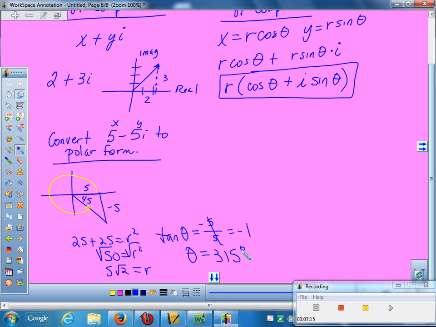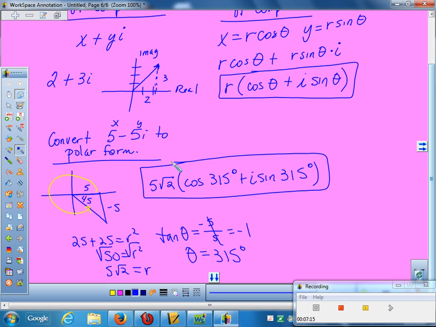Then the last thing you need to do is ask yourself, how did they want me to write the answer? In polar form. This, r cosine theta plus i sine theta, that's polar form. It seems like that's a lot to write out. There's going to be a reason for that form next class. So r is going to be 5 square root of 2 cosine of 315 plus i sine of 315. And in this case, since they asked you to just convert it, that's all you're doing. You converted it. That's your final answer.